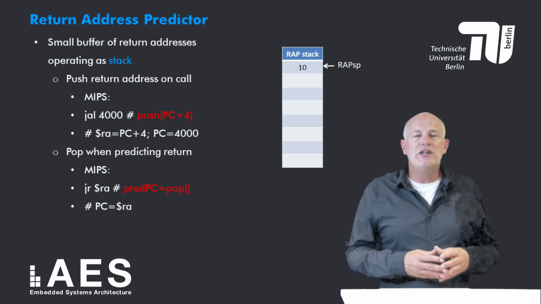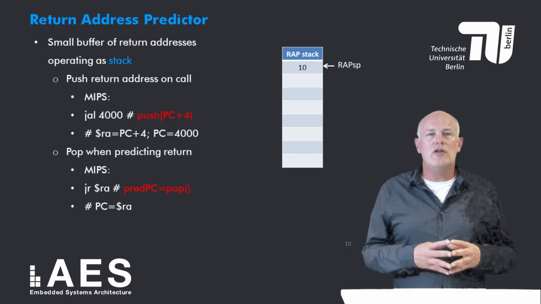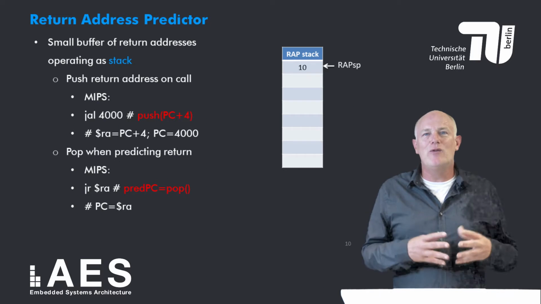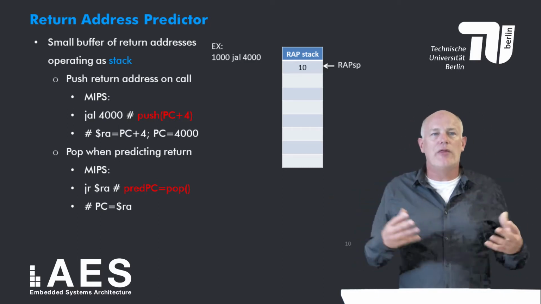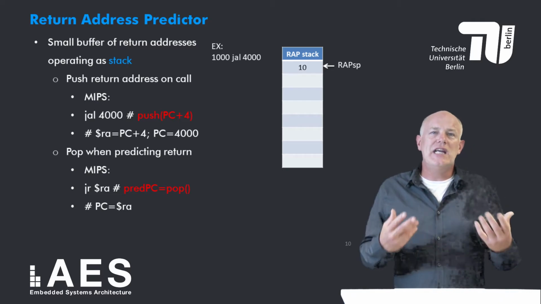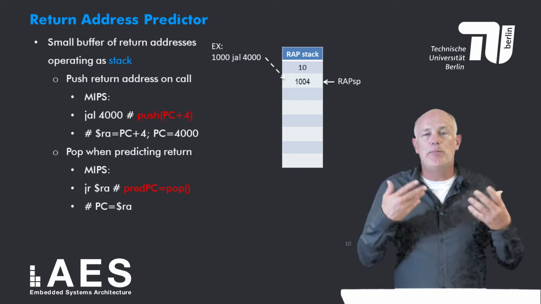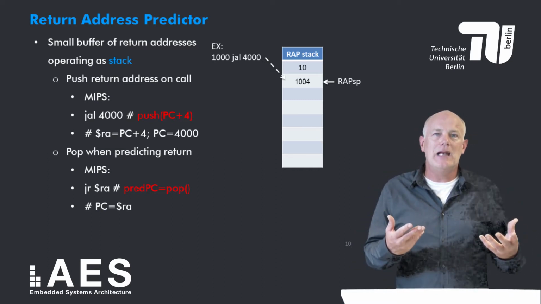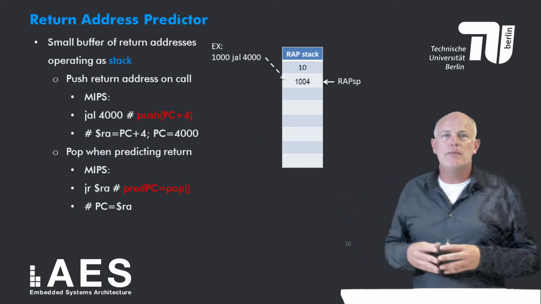Here's an example return address predictor stack. At this point in time, there is only one return address on the stack, and the return address predictor stack pointer, RAPSP, points to this return address. Now the instruction jump and link 4000 is executed, which implements a function call. The return address predictor will then push the return address, in this case 1004, since the jump and link is stored at address 1000, onto the stack as shown here.